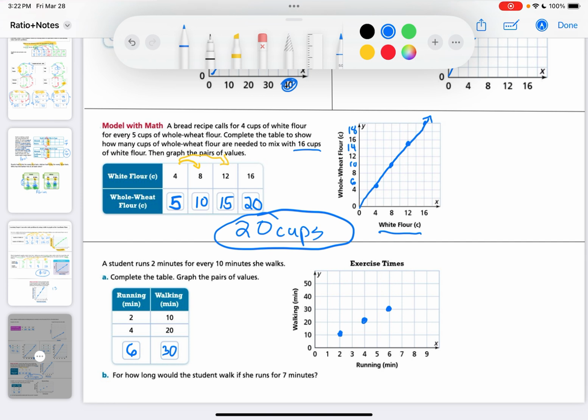And then they're asking, how long would the student walk if she runs for 7 minutes? So let's draw our line and see. Looks like it's going up. 8 would be right here. So it looks like it crosses in the middle. And that spot where it crosses in the middle looks like it would be between 30 and 40. So we're going to say 35 minutes of walking.